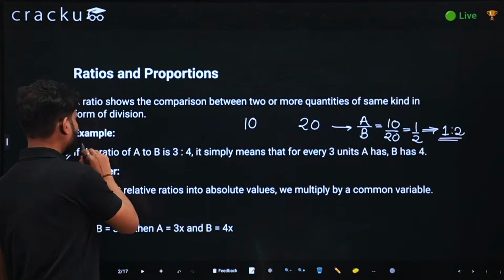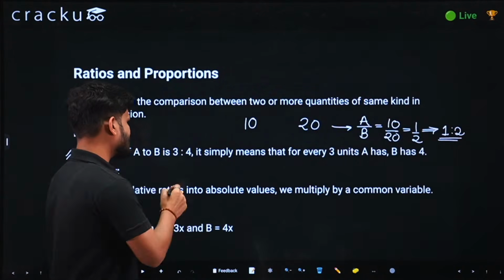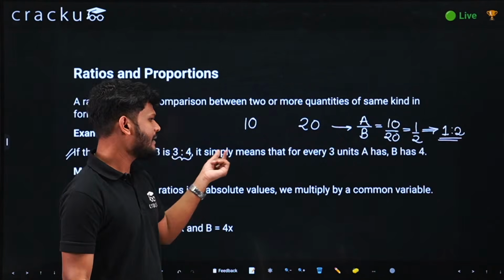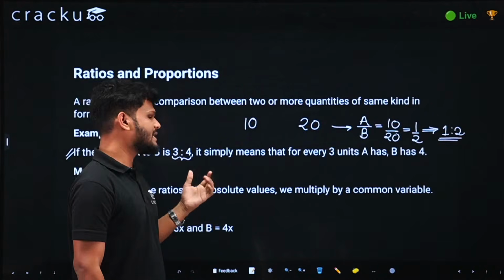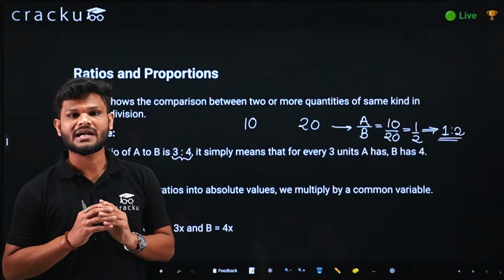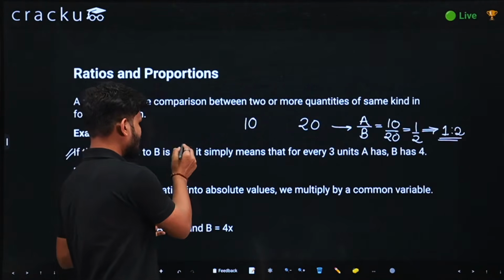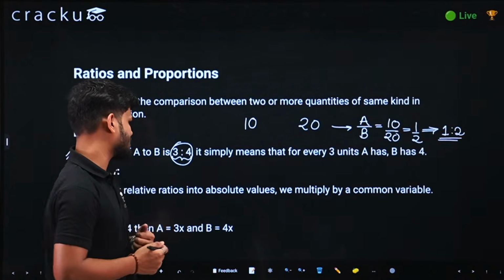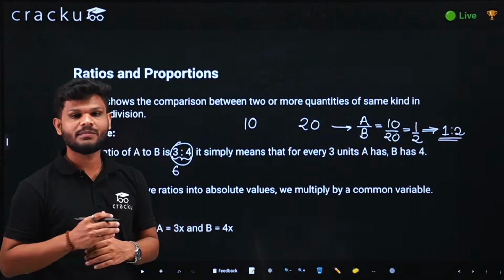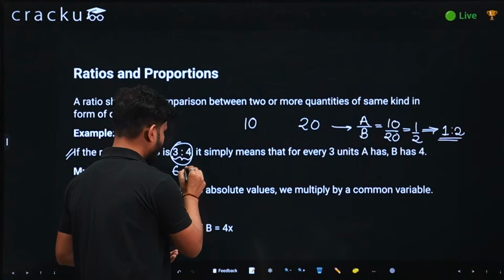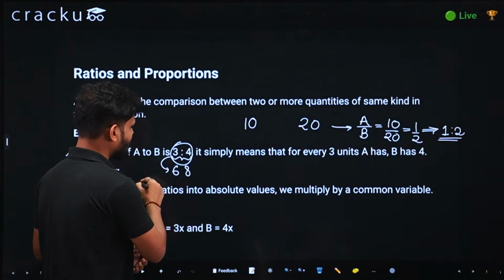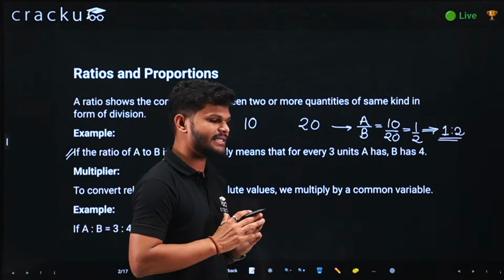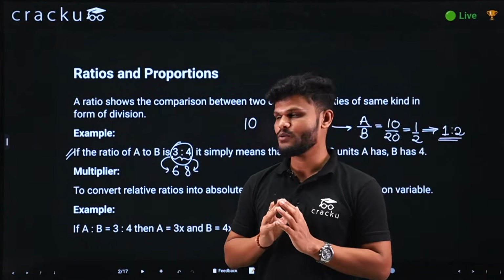Now, an example: if the ratio of A is to B is 3 is to 4, it simply means that for every 3 units of A, B has 4 units. Let us say A and B have some marbles in the ratio 3 is to 4. It means that for every 3 marbles of A, B will have 4 marbles. If A has 6 marbles, then B will have double of that, so 4 into 2, 8 marbles. For every 3 increase in A, B will increase by 4. That's what a ratio means. It is a comparison between two quantities of the same kind using division.